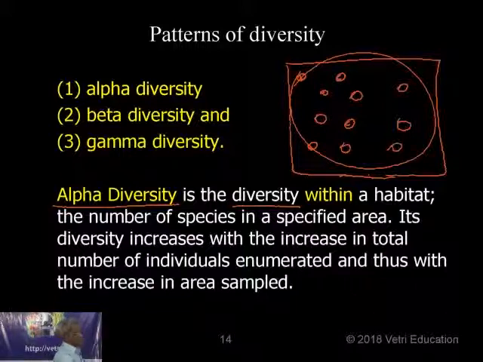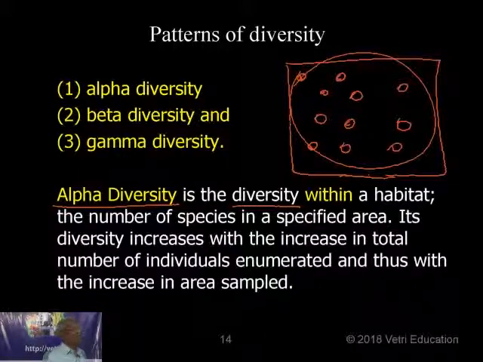It is the diversity within a habitat, the number of species in a specified area. Its diversity increases with the increase in the total number of individuals enumerated, and thus with the increase in the area sampled. When you are investigating a bigger and bigger area, the diversity will be more. You will be coming across more and more varieties.